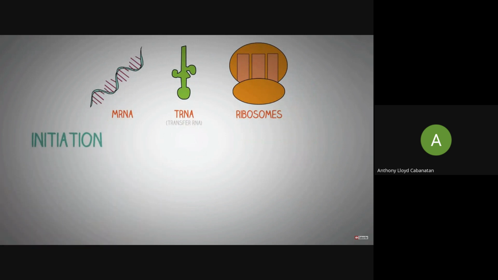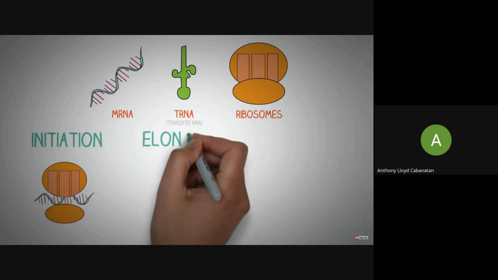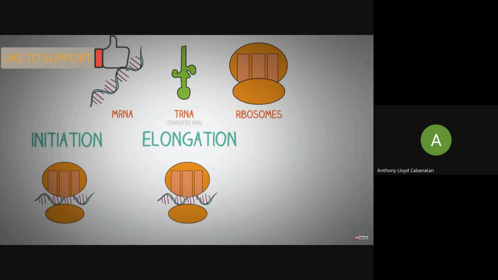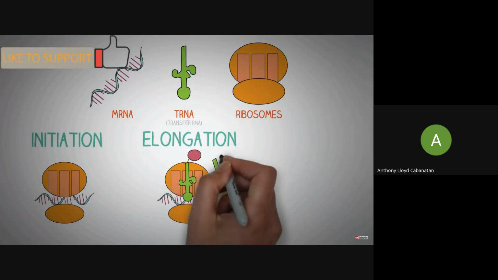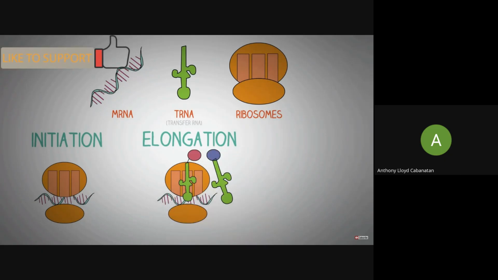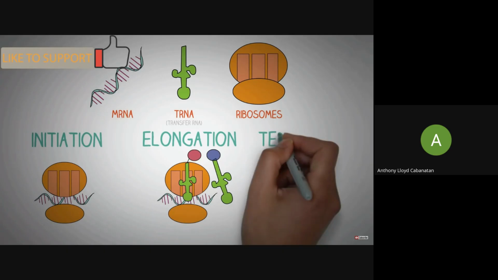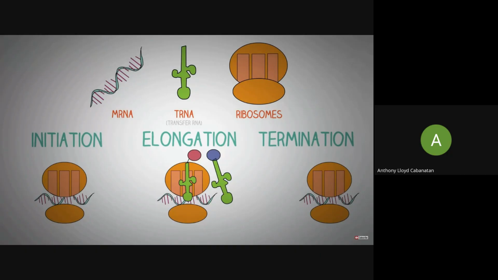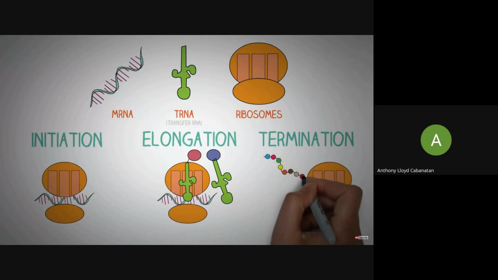First step is known as initiation, in which the ribosome assembles around the target mRNA. In the second step, known as elongation, the tRNA transfers amino acids to the ribosome, which are joined together to form a polypeptide chain. In the last step, known as termination, the ribosomes release the polypeptide when it reads a stop signal on the mRNA.